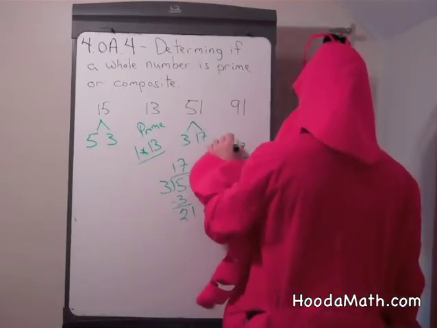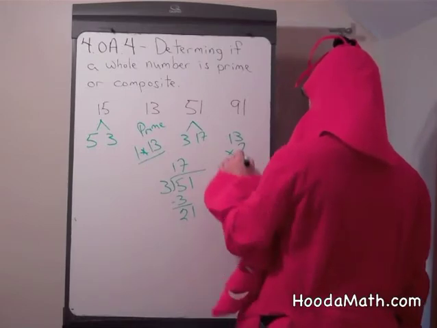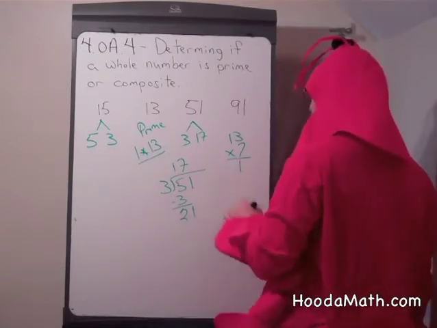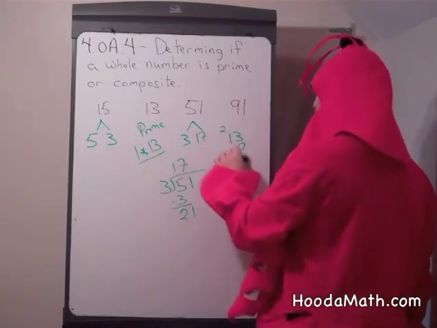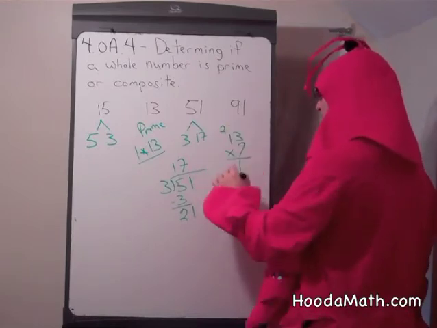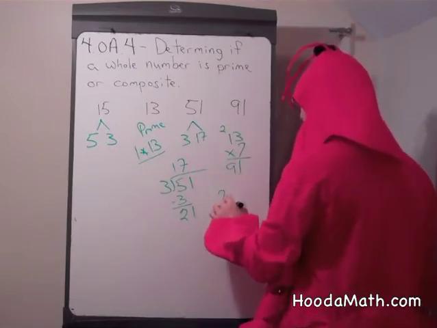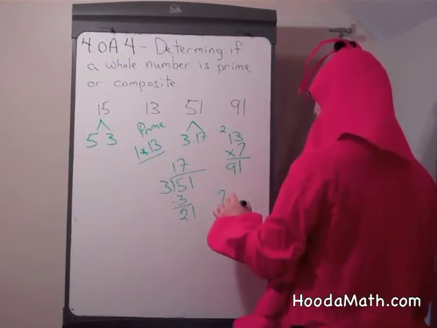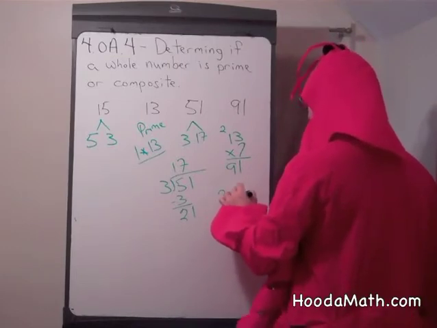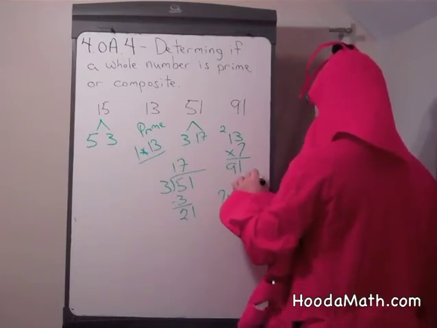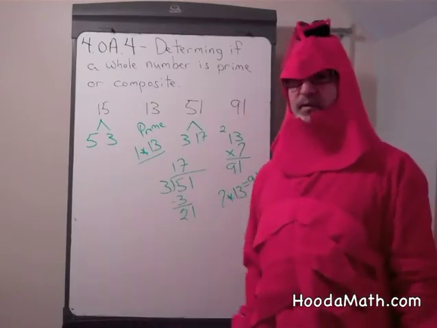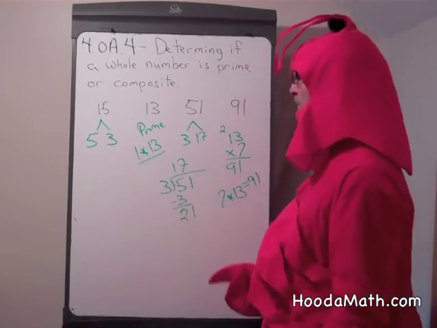7 times 13. 7 times 3 is 21. Regroup. 7 times 1 is 7, plus 2 is 9. So 7 and 13 are factors of 91. So sometimes it's easy to find the factors, and sometimes it's more difficult.